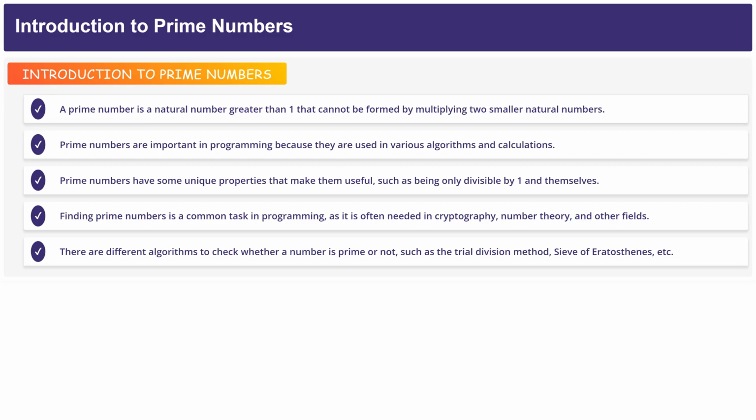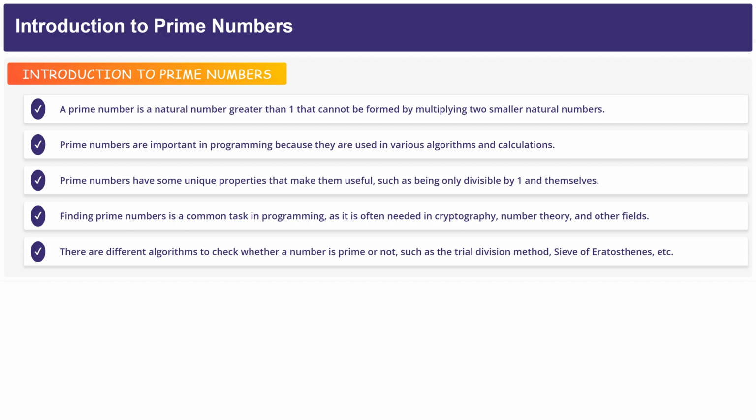In this video, we will learn how to write a prime number program in Java. In this section, we will discuss the introduction to prime numbers. A prime number is a natural number greater than 1 that cannot be formed by multiplying two smaller natural numbers. Prime numbers are important in programming because they are used in various algorithms and calculations.